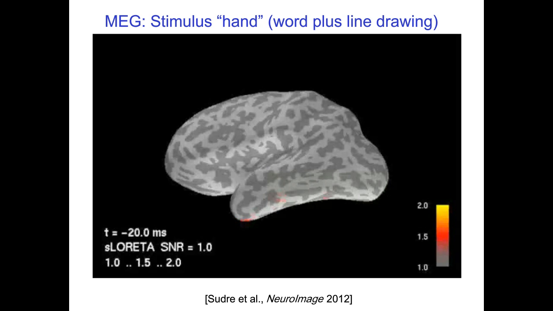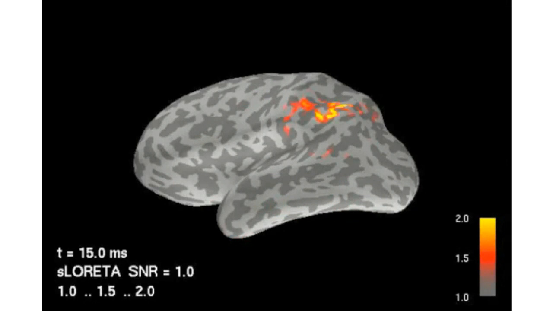So what you're going to see, down in the bottom left, it says t equals minus 20 milliseconds. I'm starting 20 milliseconds before the word appears on the screen. And then the word appears on the screen, and here's the movie of brain activity over the subsequent 500 milliseconds. You see the clock down in the bottom left moving forward.